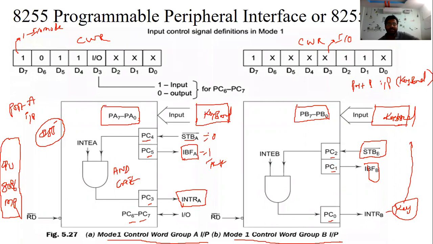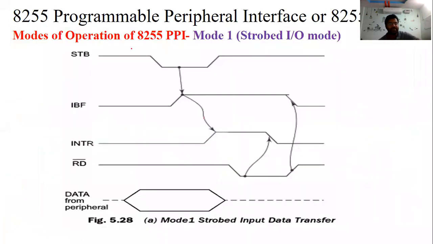Why? Because this process is performing under this interrupt request during this time. Once this process is completed, then the microprocessor generates the read-out. Now see this, so you can easily remember this diagram also.